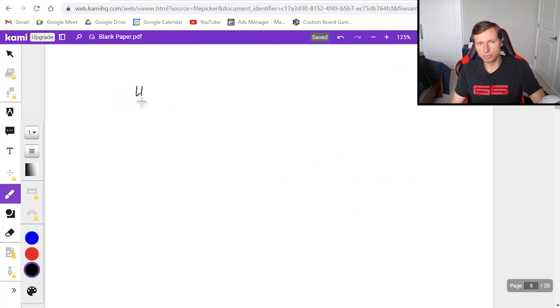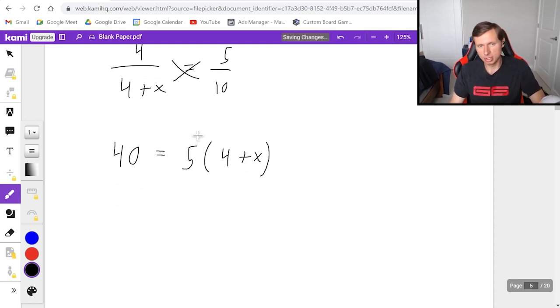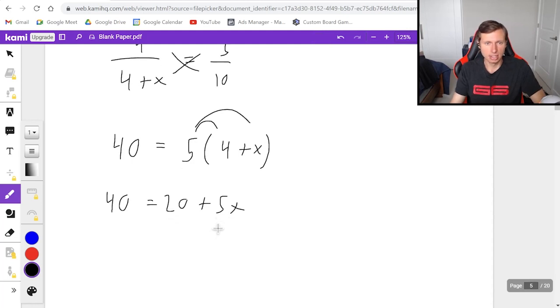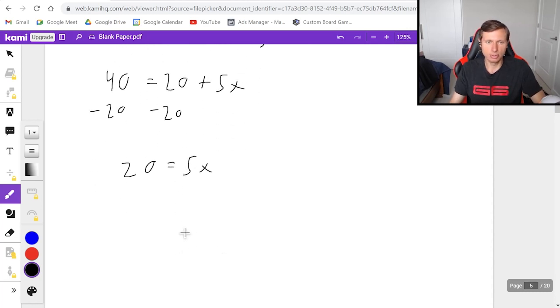Remember the proportion was 4 over 4 plus x equals 5 over 10. Again, I'm going to cross multiply here. 4 times 10 is 40. On the right, we have 5 times the quantity 4 plus x. So yes, I will have to distribute this 5 to both terms. So 40 equals 20 plus 5x. Then we just subtract 20 from both sides, and you will get 20 equals 5x. And then you divide by 5, and you'll get 4 equals x.